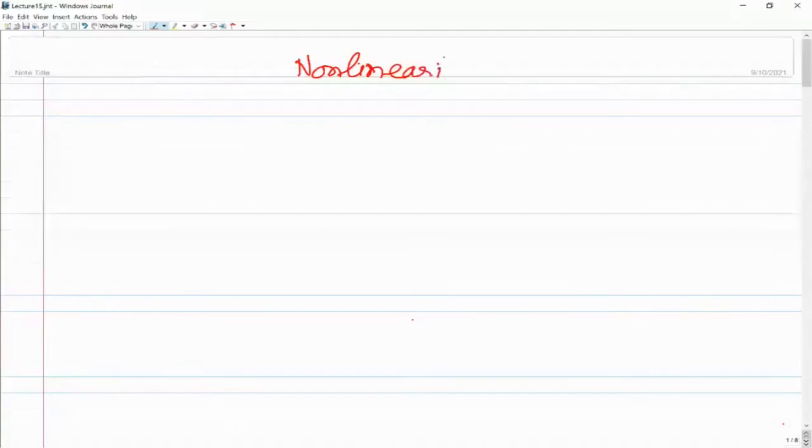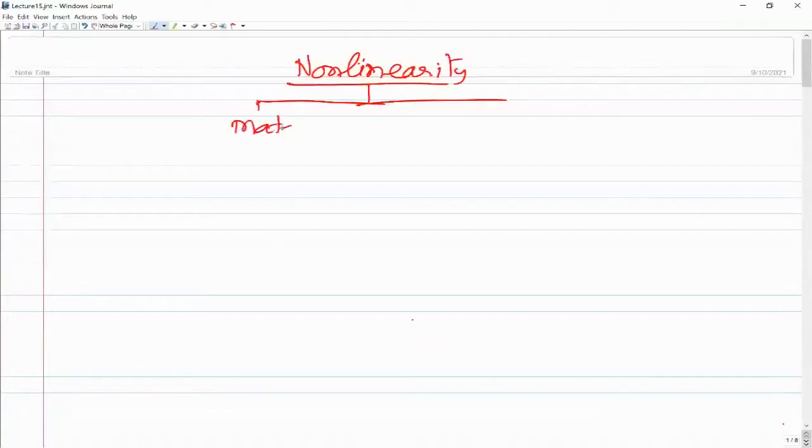Okay. So today I'm going to start with the nonlinear problems. If you look at the nonlinearity, we now have the problem where the stiffness matrix is dependent on the displacement vector. So that leads to nonlinear problems. And the nonlinearity could be of two types. One is the material nonlinearity. The other could be geometric nonlinearity.